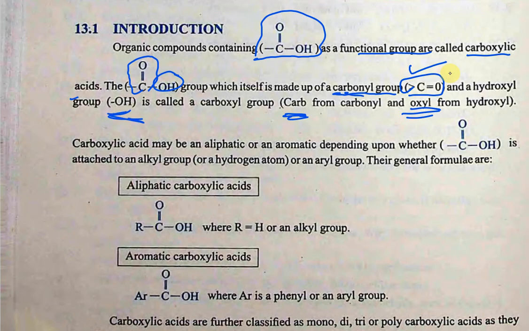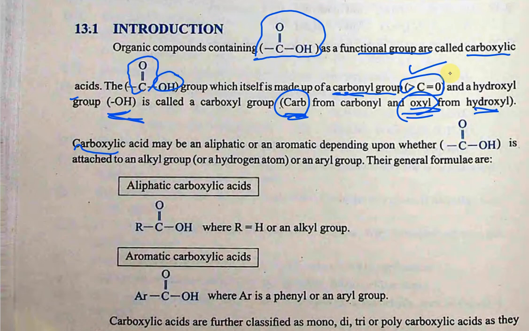As the name suggests, the word carb is derived from carbonyl and oxyl is derived from hydroxyl, so completely named carboxyl. So carboxylic acids may be aliphatic or aromatic. What is aliphatic? Aliphatic means the carbon chain is not closed, and there is no benzene ring, and there is no closed ring.